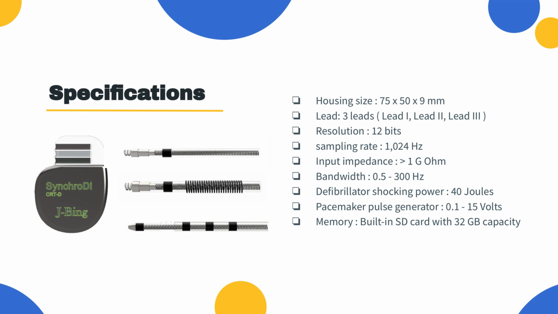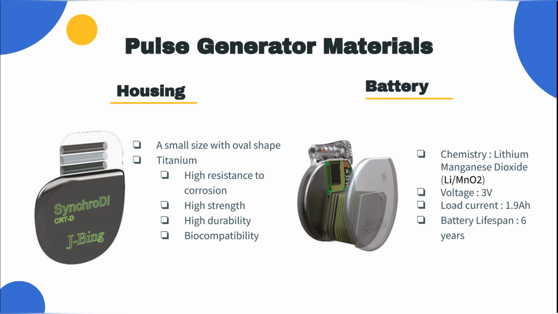The defibrillation shocking power is at 40 joules and the pacemaker pulse generator is at 0.1 to 15 volts. The built-in memory SD card has 32 GB capacity. Next is the material. The first one is housing. The housing comes in a small size with oval shape. The material for the housing is titanium.